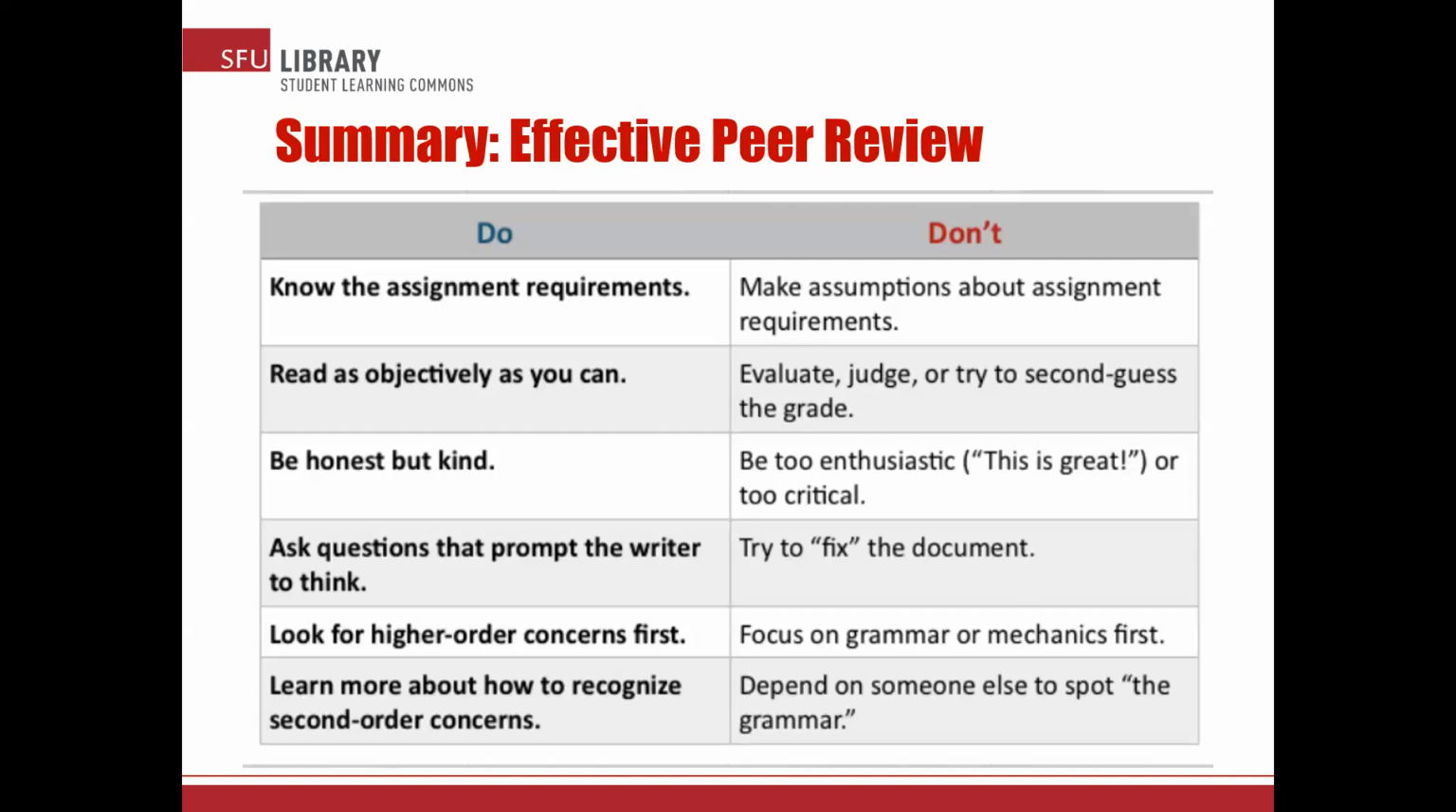Fourth, don't try to fix the document, but rather try to offer questions or prompts that get the reader thinking about how to improve their paper themselves. Keep in mind that peer reviewers are not supposed to be experts, but rather serve to look over the paper with a new set of eyes. Fifth, don't focus on grammar or mechanics first, but instead attend to higher order concerns. For example, if I notice that the draft doesn't have a thesis statement, this would be more important to address than a spelling error. Sixth, and finally, try to learn more about how to recognize second-order concerns yourself instead of relying on someone else or a grammar checker to spot these for you.